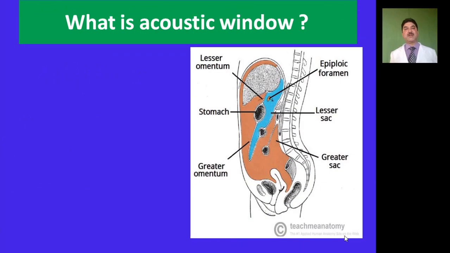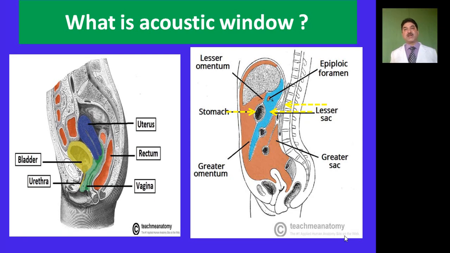What is an acoustic window? If we have to examine the retroperitoneally located pancreas, these sonographic waves have to pass through the stomach. But if the stomach is filled with gas, we cannot visualize the retroperitoneally located pancreas. So we make the patient drink water. Now the water-filled stomach acts as a window for the passage of these sonographic waves which strike the pancreas, and we get an image of the pancreas on screen.